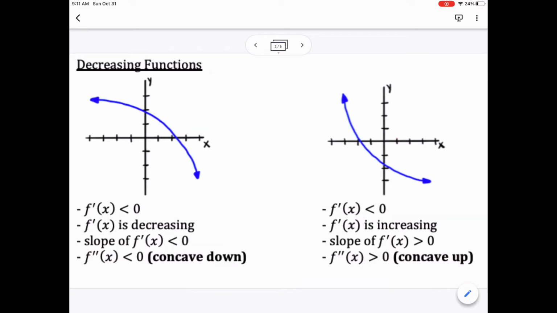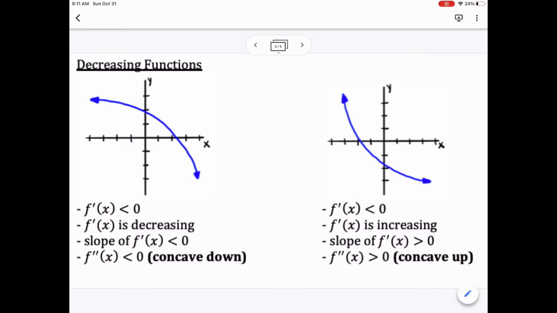Now there are also two ways of decreasing. They both have a negative first derivative, but on the left, we're starting to decrease more and more and more. So that slope is getting more steep. Because the slope of the first derivative is becoming more negative, our second derivative is going to be negative as well. So then we're concave down.